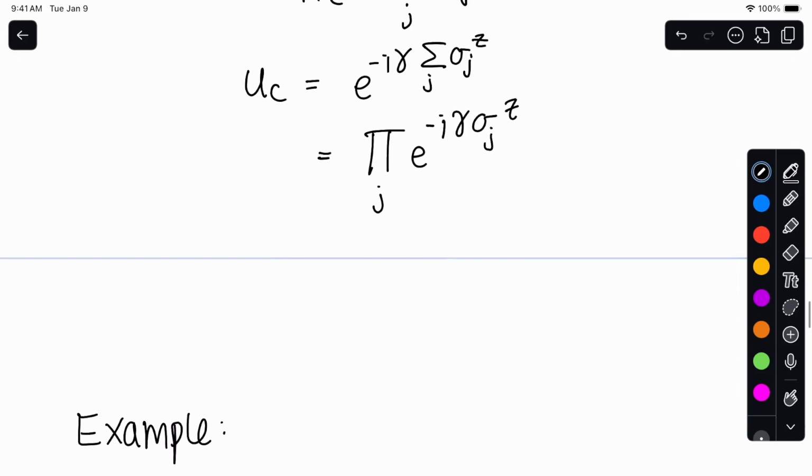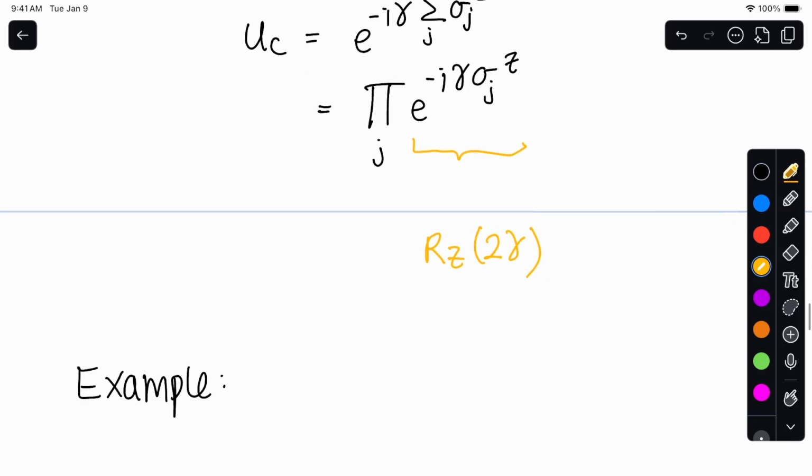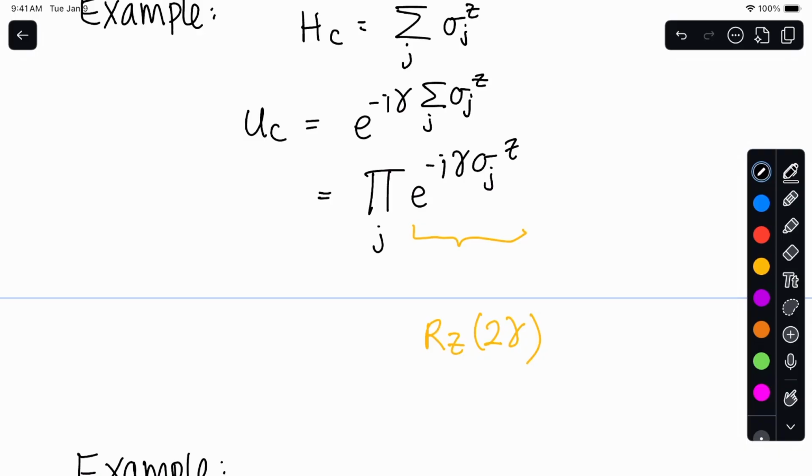Okay, now one thing that I want to point out here is, what is this unitary operation? Think for a second what you think it is. So this is a z rotation by an angle of 2 gamma. And I would encourage you to convince yourself of this if that doesn't make sense to you. One way that you can try and convince yourself of this is plug in different values of gamma and do this matrix exponentiation and see what you get.